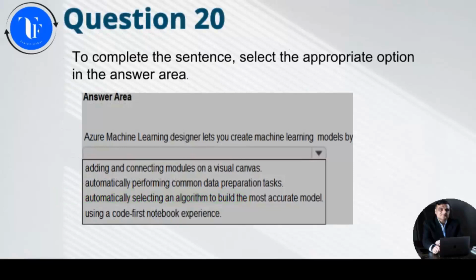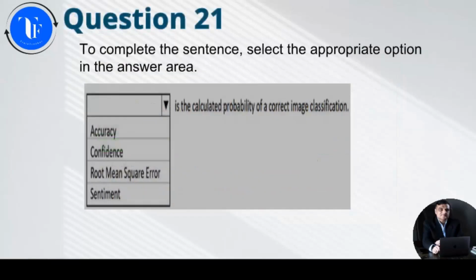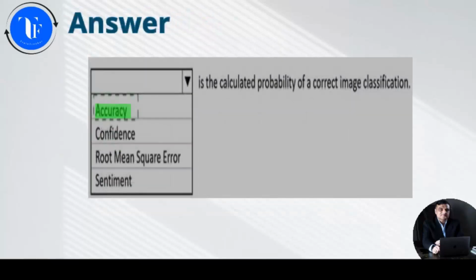Question 20. Azure Machine Learning Designer lets you create machine learning models by adding and connecting modules on a visual canvas. Question 21. What is the calculated probability of a correct image classification? Accuracy is the calculated probability of a correct image classification.